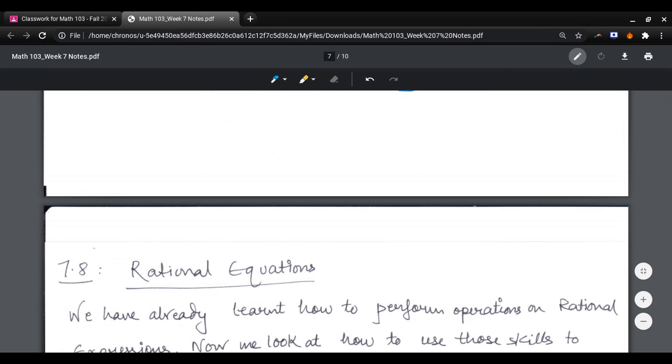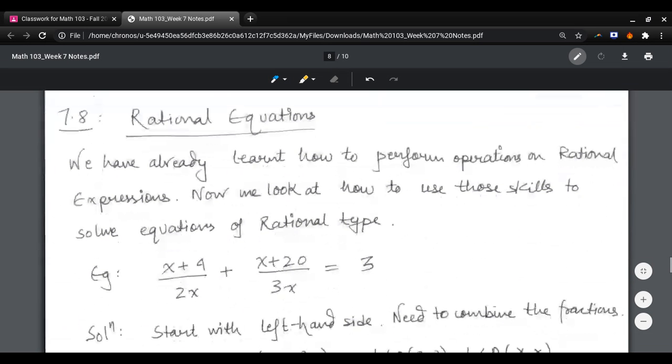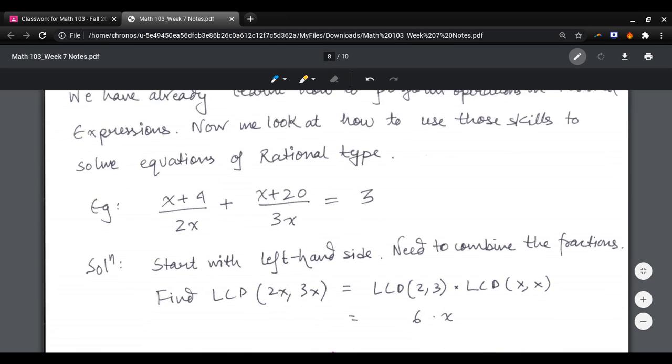Now, as the final topic in this particular chapter, we're going to look at rational equations. We saw how to perform operations on rational expressions: adding them, subtracting them, multiplying them, dividing them. Now we look at how to use those skills to solve equations of this type. (x + 4)/(2x) + (x + 20)/(3x) = 3.